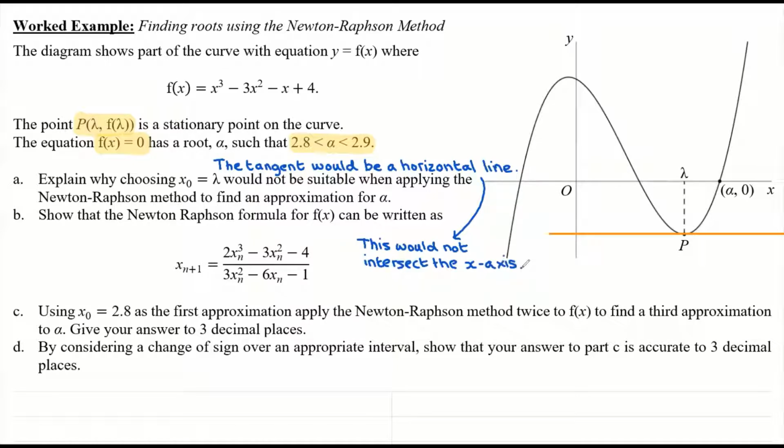And how does this manifest in the Newton-Raphson method? Well, the problem at P, of course, is that because it's a stationary point, if we work out the derivative of the function, the derivative at x equals lambda is of course 0. And the Newton-Raphson method states that the derivative cannot equal 0. I'll just jot down the Newton-Raphson method. It's in the formula booklet, so you don't need to worry about remembering it. But this is the form it takes.